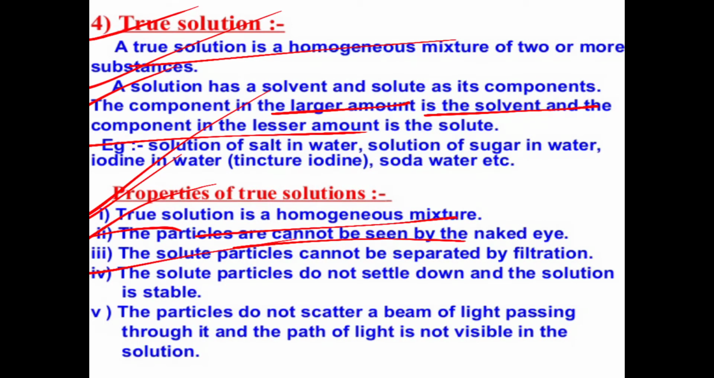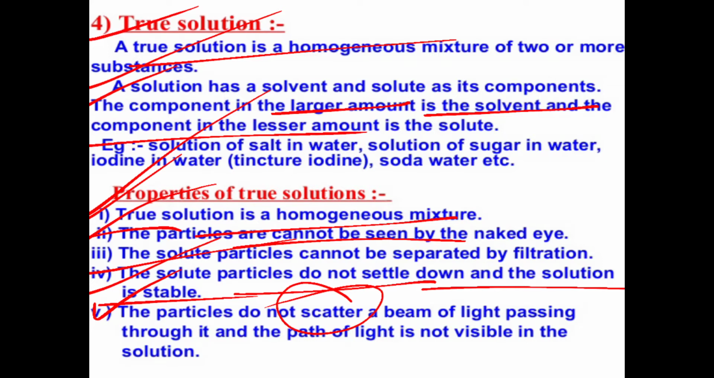The solute particles cannot be separated by filtration. What do you mean by the term filtration? Filtration is a process in which we separate two or more things from a single thing. Fine. Here, the solute particles do not settle down and the solution is stable. The particles do not scatter a beam of light. Scatter means they are not seen away. They are so properly mixed that we can't even scatter them. The path of light passing through is not visible in the solution.